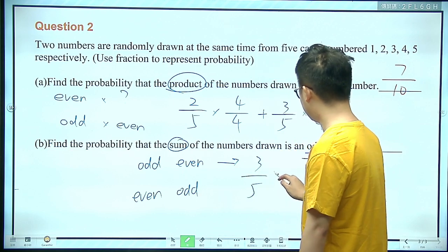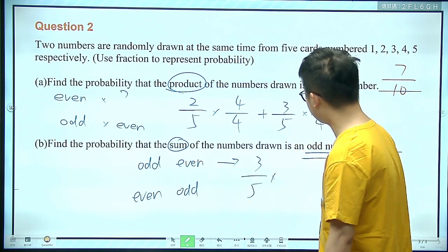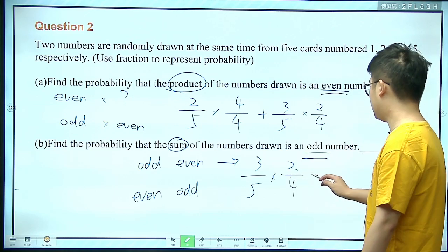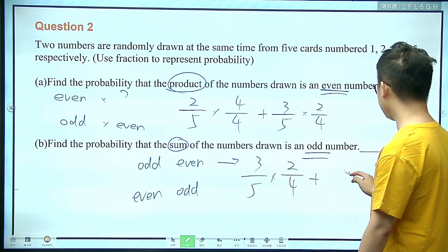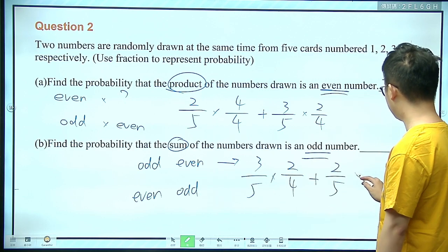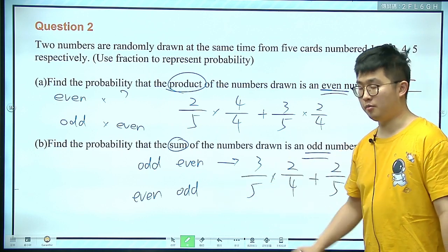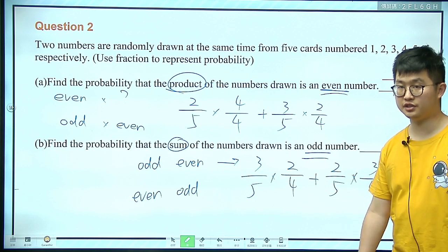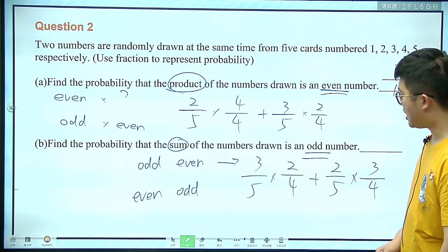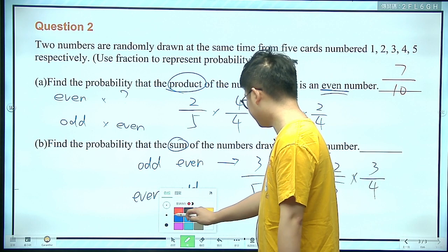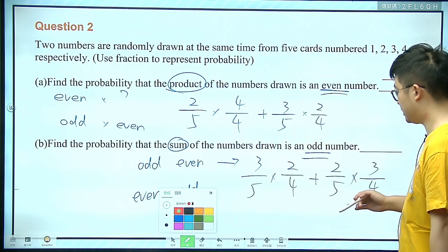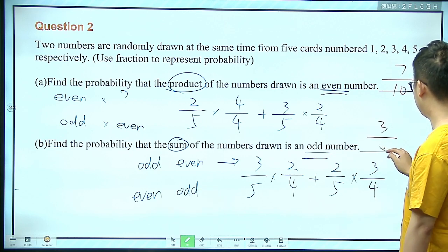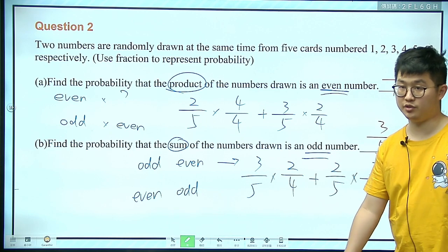So the chance for this scenario will be 3 over 5 times an even number in the second place, 2 even numbers over the 4 numbers left. And plus an even number in the beginning, that is 2 over 5, times an odd number, so we get 3 odd numbers left. If we add them up, the answer would be 6 over 10, which would be 3 over 5.